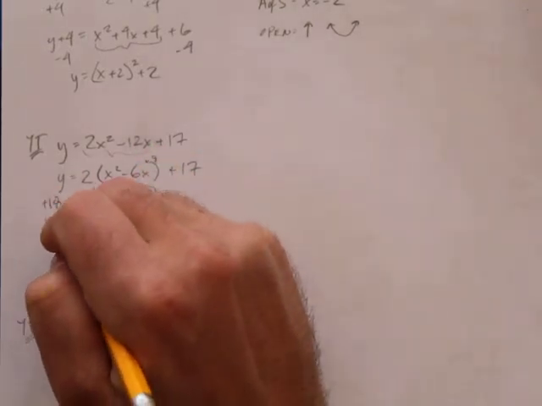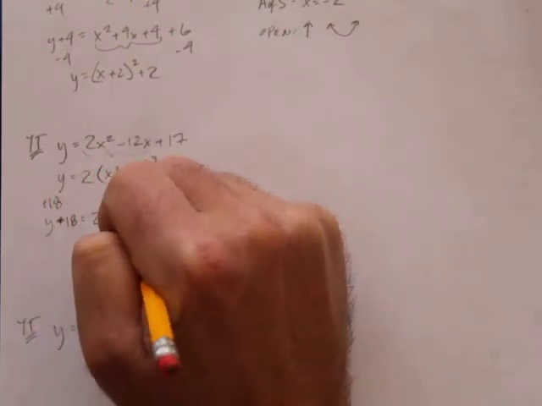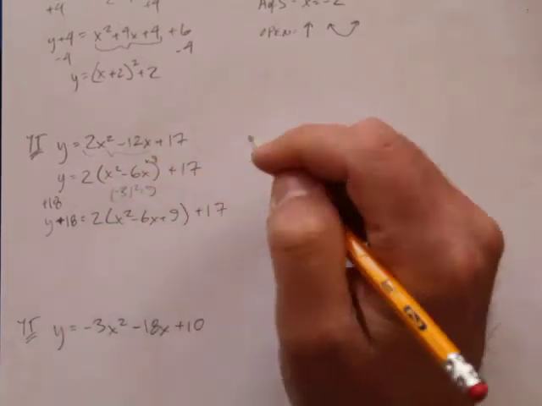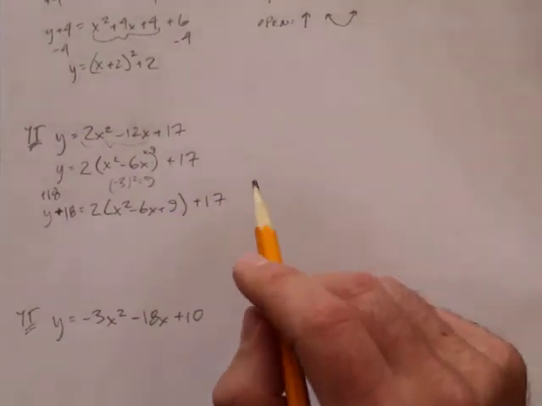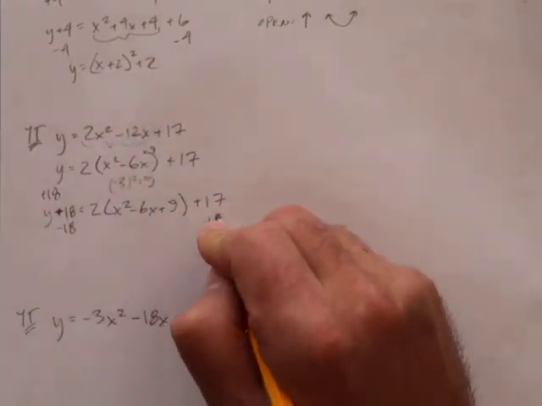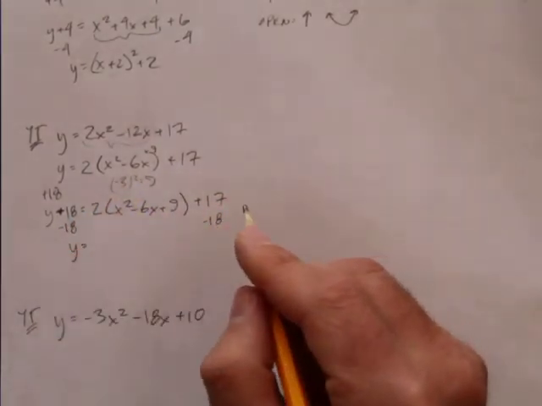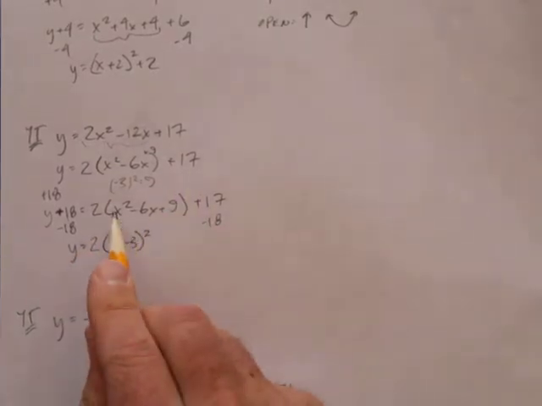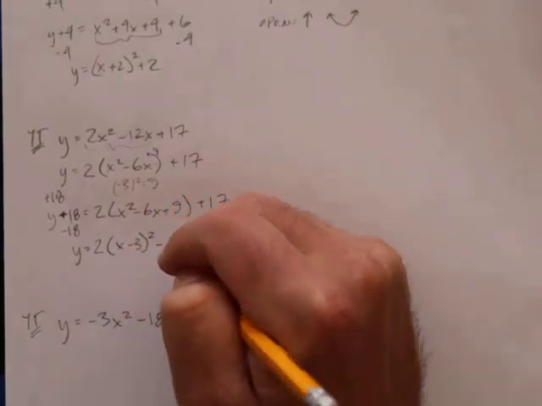So let's just rewrite it for the sake of cleanliness. X squared minus 6x plus 9 plus 17. So I've added 18 to this side and I've added 18 to this side. Now I'm going to do that same thing I did before where I do two things at one time because we're in Algebra 2. We should be able to handle that. Y equals, so subtracting that 18, 2 times x minus 3 squared, that's what this mess is. And then positive 17, negative 18 is negative 1.